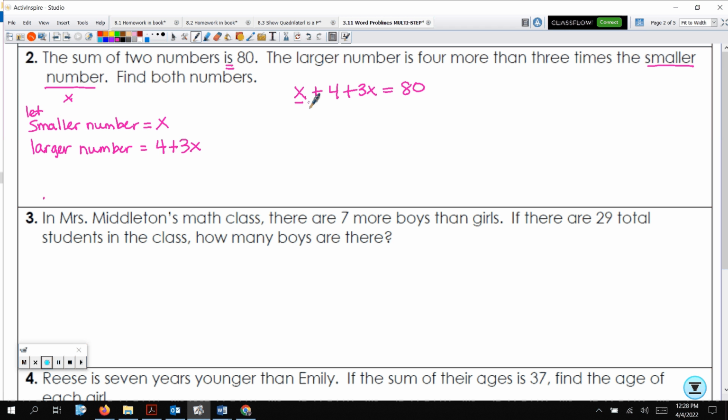Combine like terms, 1x and 3x, that makes 4x plus 4 equals 80. Subtract 4 from both sides, 4x equals 76. Divide by 4, and I get x is equal to 19. So that means that the smaller number is 19. For the larger number, you're simply plugging in 19 for x. 3 times 19 plus 4 is 61. So my two numbers are 19 and 61.